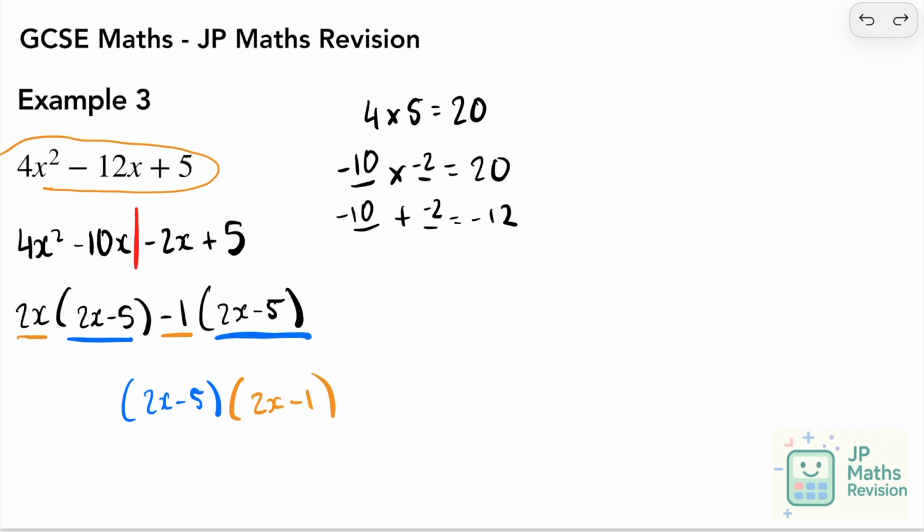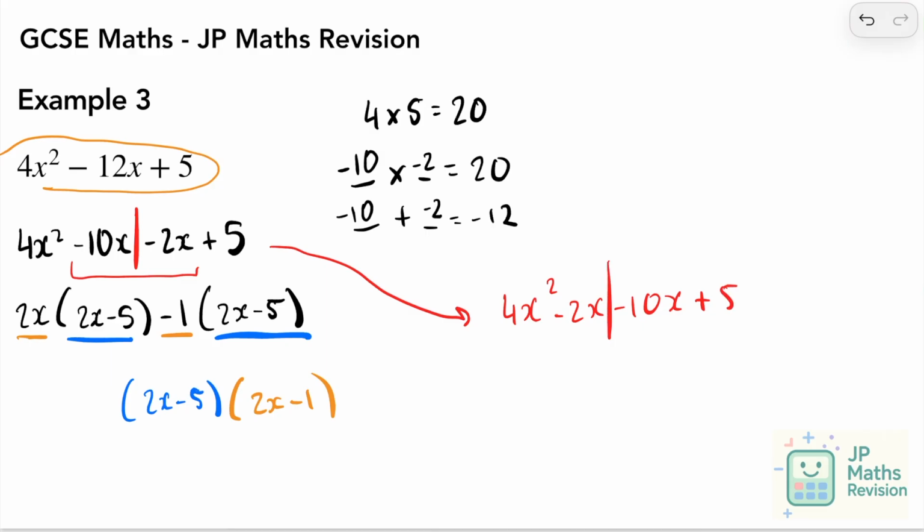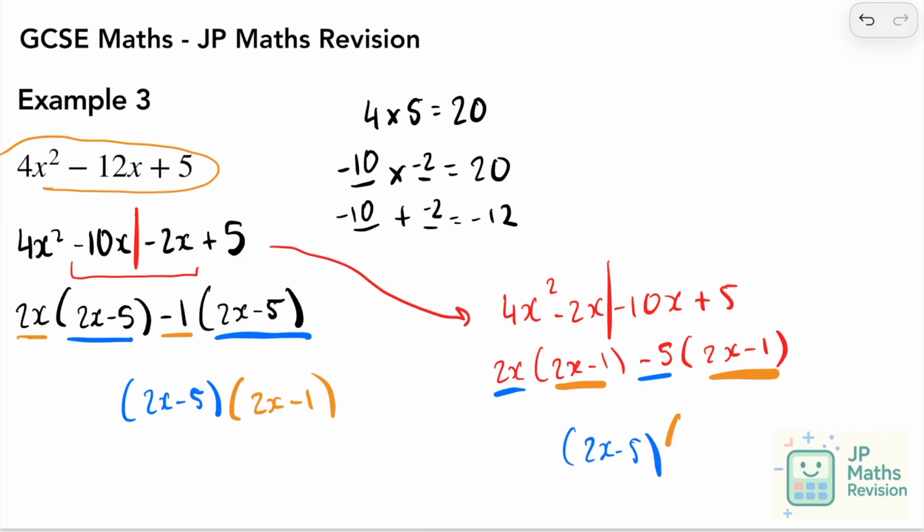One of the common questions when we do these is, does it matter the order in which we write the minus 10x and the minus 2x? So the answer is no. Alternatively, we could have written this as 4x squared minus 2x minus 10x plus 5, split it down the middle, and then we would have got 2x bracket 2x minus 1 minus 5 bracket 2x minus 1. So you can see it just appears slightly differently. So it's 2x minus 5 times 2x minus 1, which is the same answer as before.